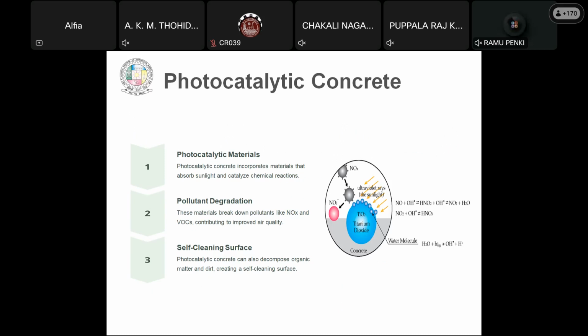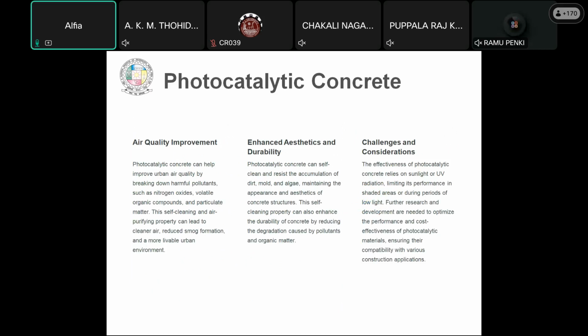There are also some challenges with this. The effectiveness of the photocatalytic concrete relies on sunlight or UV radiation. So if there's a shaded area or low sunlight for a long period, it will not be that effective.